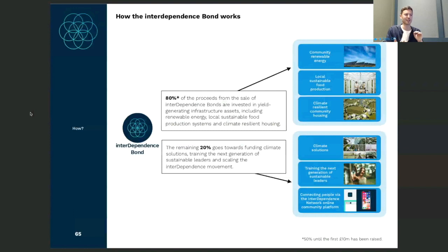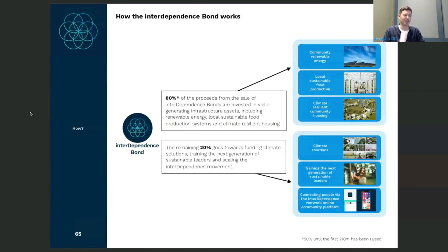So just to recap, that's renewable energy, sustainable food. We're also looking at climate resilient housing, although that will come much later in the roadmap, as that is more complicated. But as you may be aware, climate change is going to make various parts of the world uninhabitable, and so people are going to need places to live.